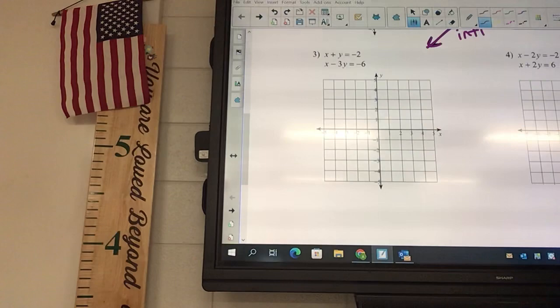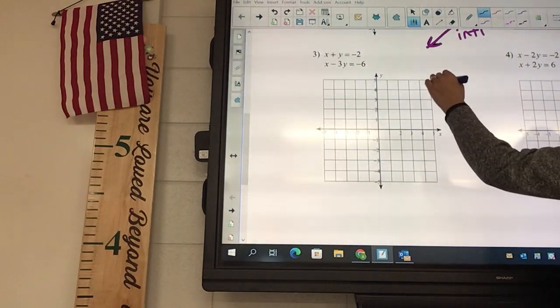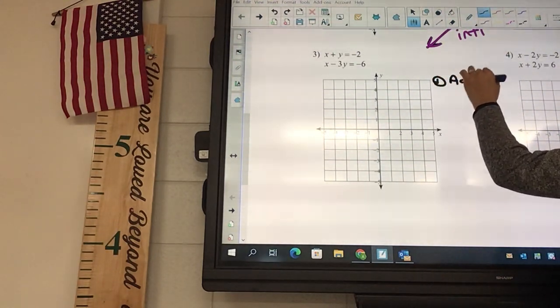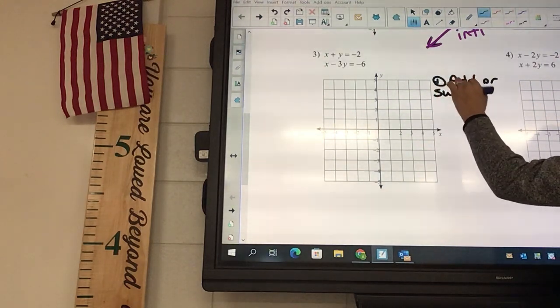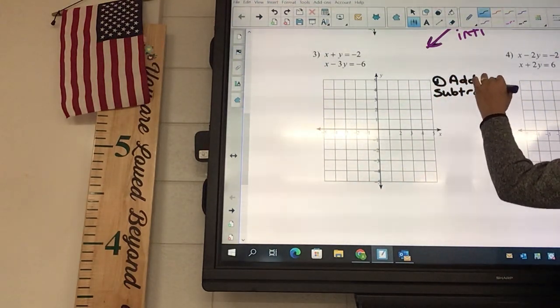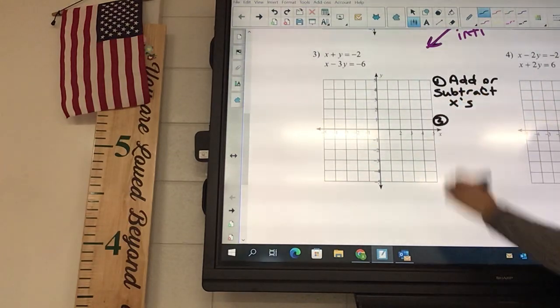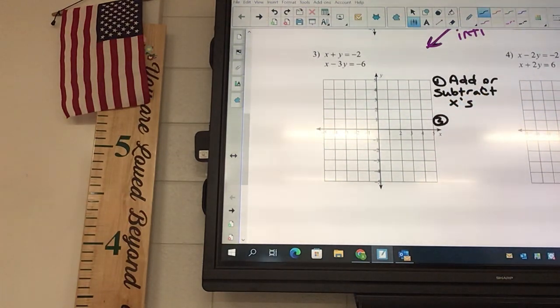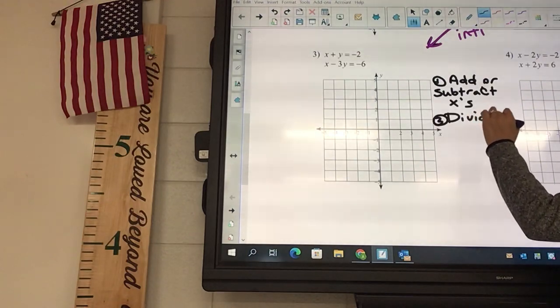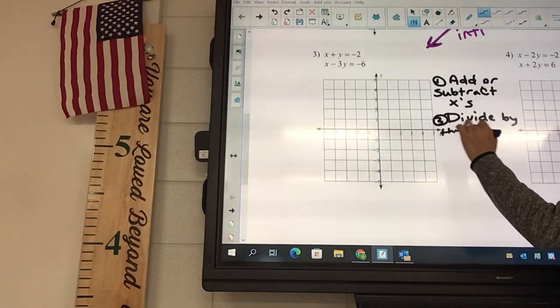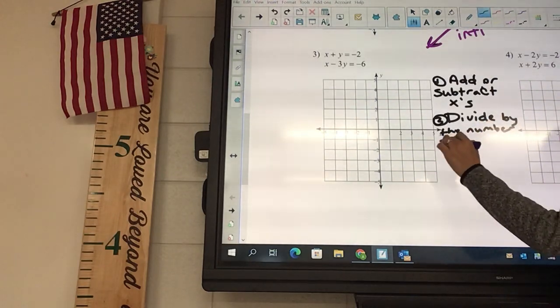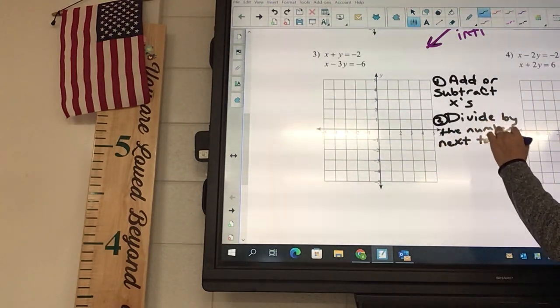Okay, look at number 3. Is the y by itself? No, so we need to get it by itself. And I'm going to write down the steps over here real quick. So step 1 is always going to be to add or subtract the x's. Okay, step 2. Step 2 is going to be to divide by the number next to the y.